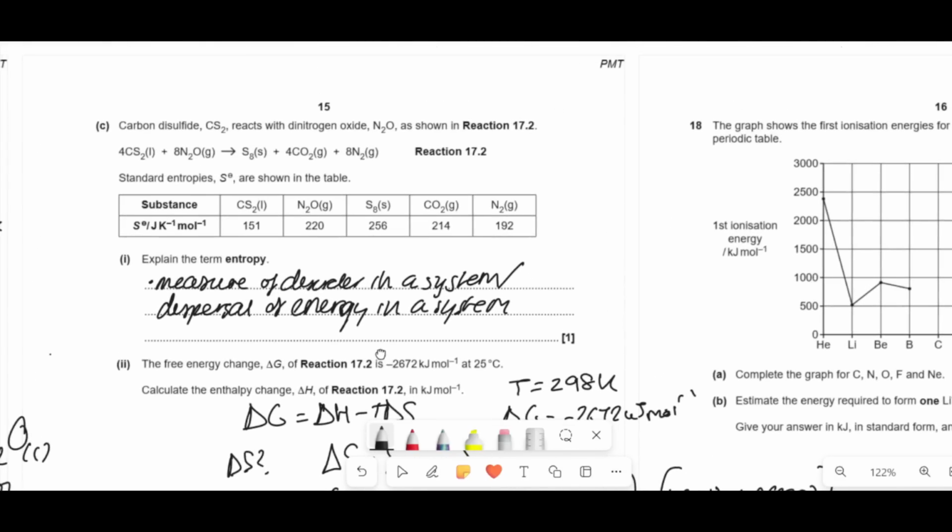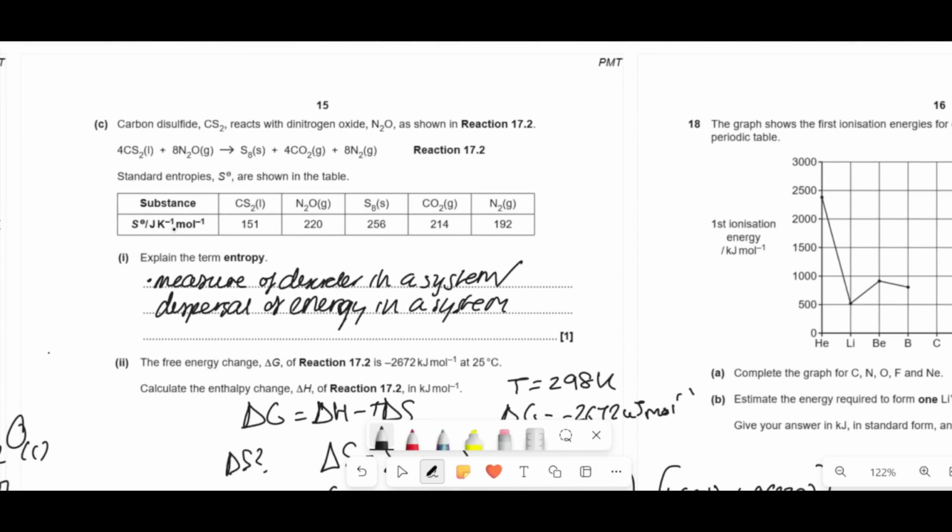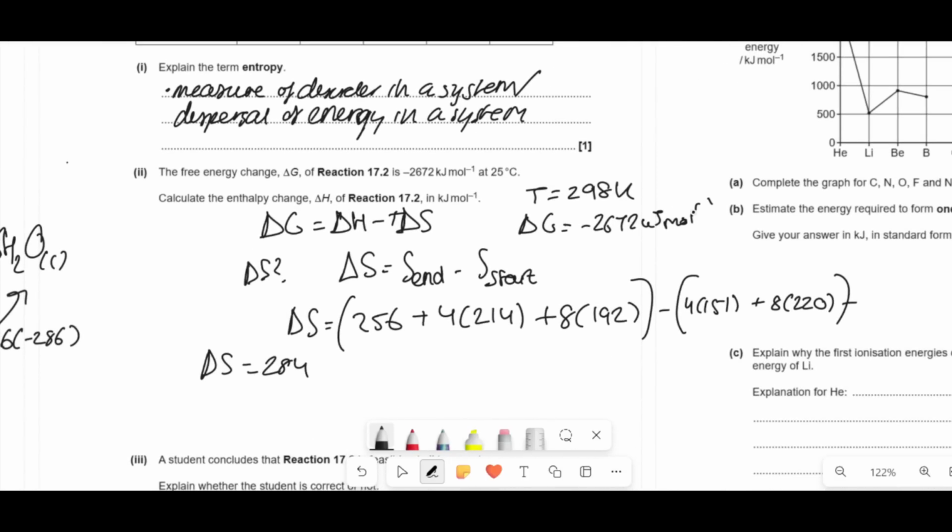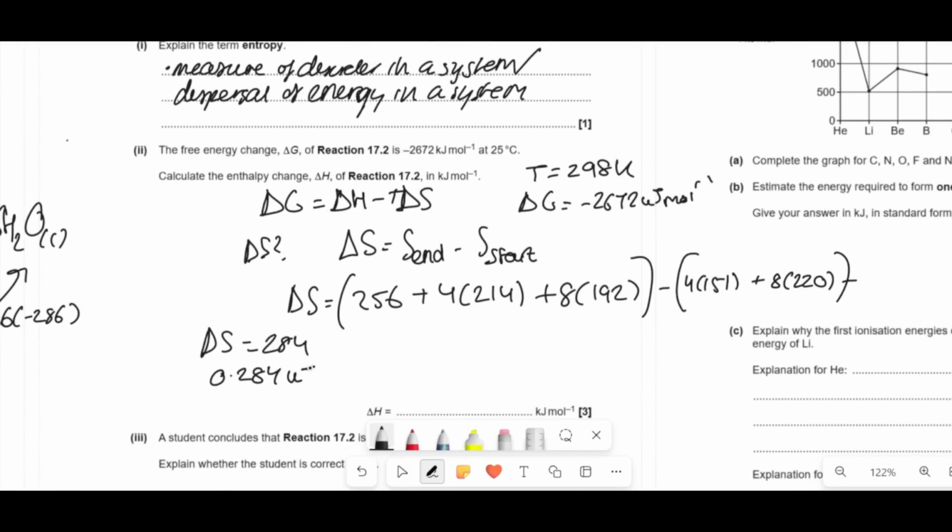284. But can you see, always remember that the units of the entropy is joules per Kelvin per mole. We're dealing with kilojoules per mole. So I'm going to change it, divide that by 1,000. 0.284 kilojoules per Kelvin per mole.